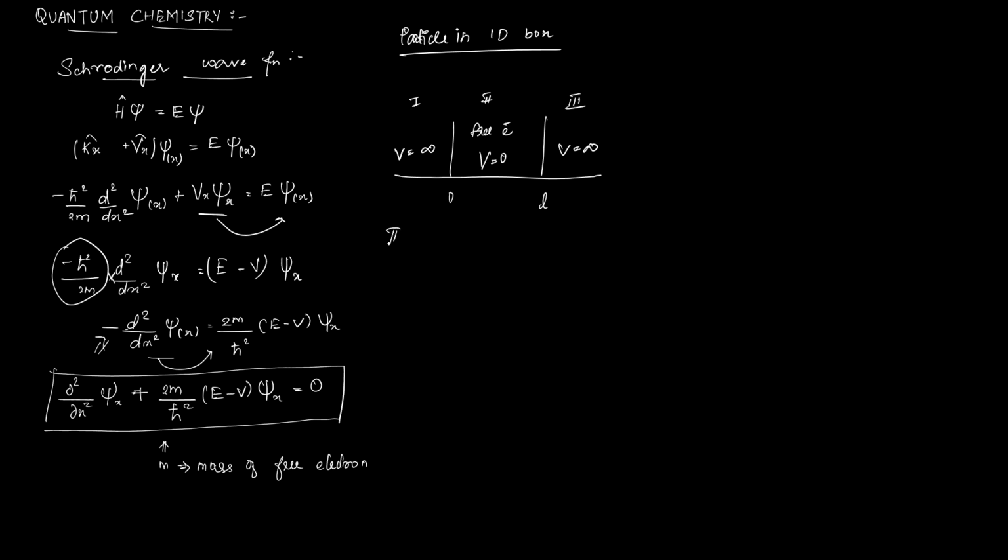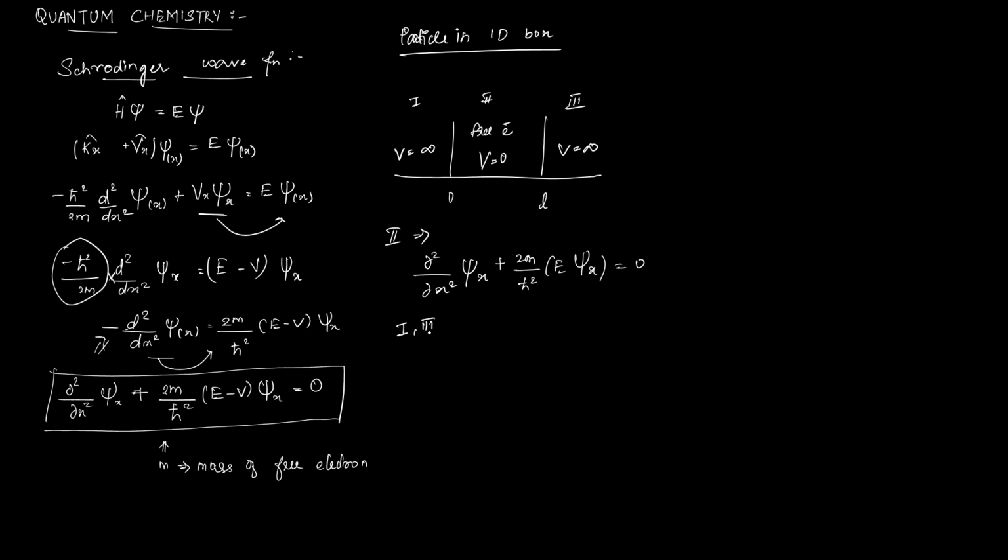So in case of your second region, if you substitute into the wave equation, what happens? This is going to be equal to dou square by dou x square psi of x plus 2m by h square e minus v, but v is anyway equal to 0, so I'm not going to use it. Okay, so e psi of x is going to be equal to 0. So this is your Schrodinger equation for your second region. Okay, so now let's see the first and third region.